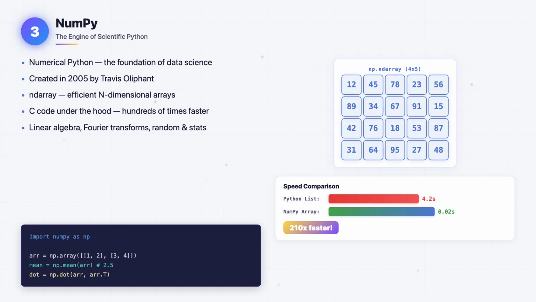NumPy provides a huge range of mathematical functions. Linear algebra, Fourier transforms, random number generation, statistical operations, matrix multiplication. And here is the key point. Pandas, which we will talk about next, is built directly on top of NumPy. Every Pandas data frame is backed by NumPy arrays underneath. Without NumPy, modern Python data science simply would not exist.